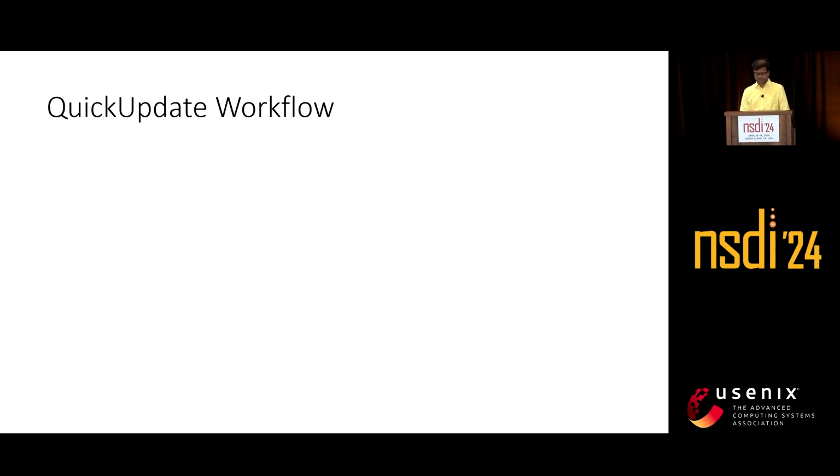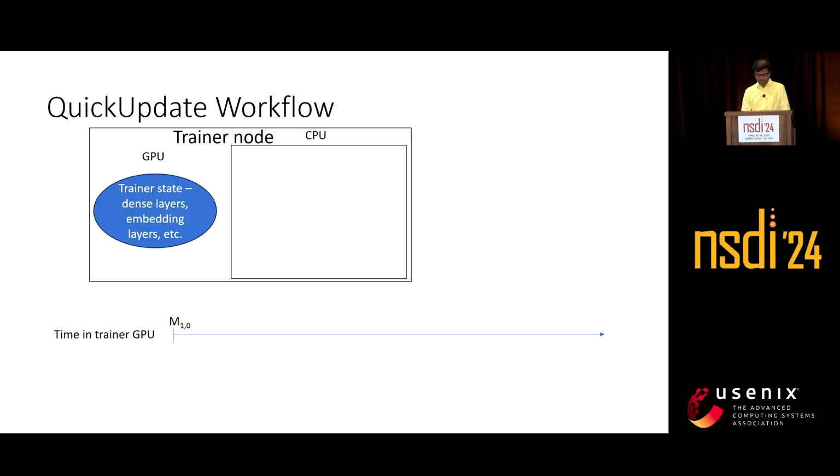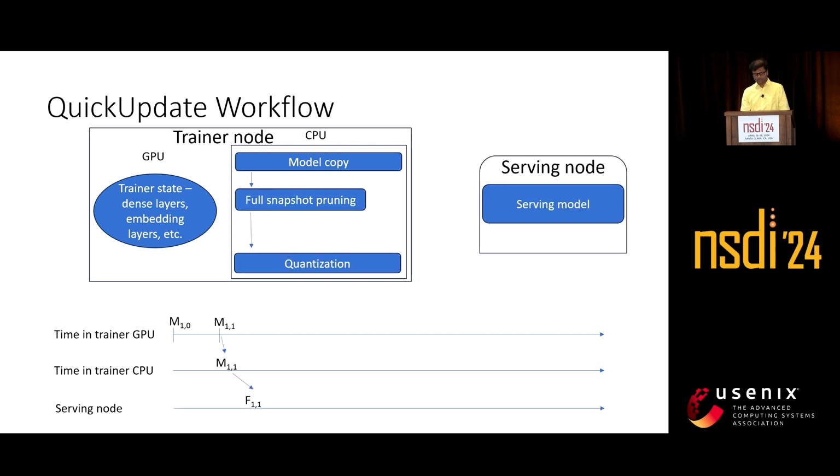Now, we will look at the quick update workflow. The model is trained across the GPUs using the real-time data. The training happens in intervals, and at the end of the interval, GPU training is paused and the model state is copied onto the CPU attached to the GPU. After copying the model, the GPU will continue training. CPU has larger memory to hold the model copy and process them. Initially, CPU does full snapshot pruning on the model copy and then quantizes it and publishes the full snapshot.